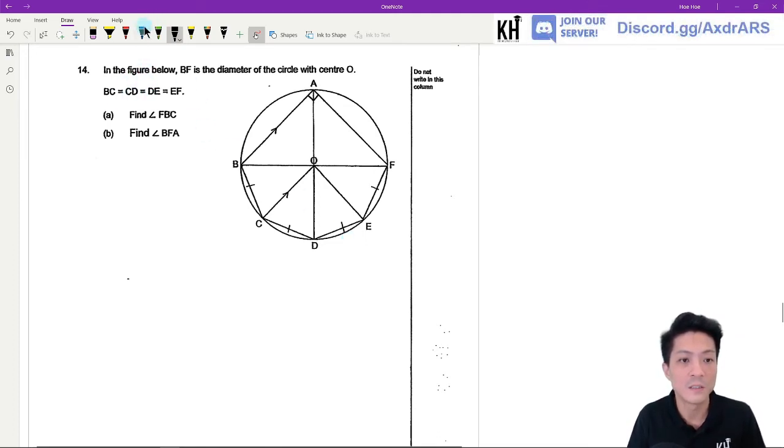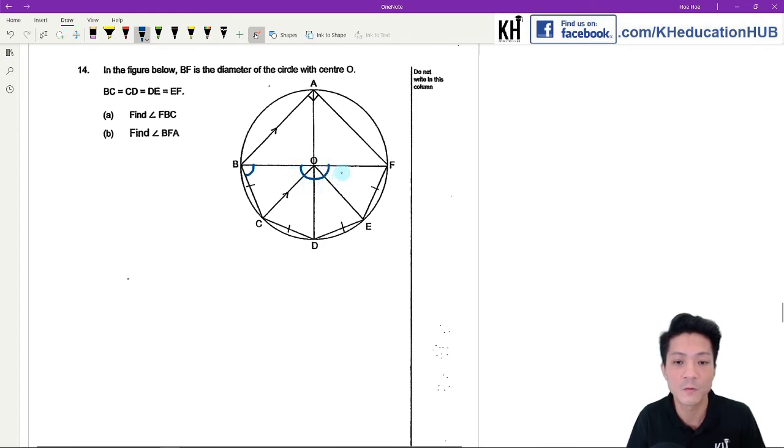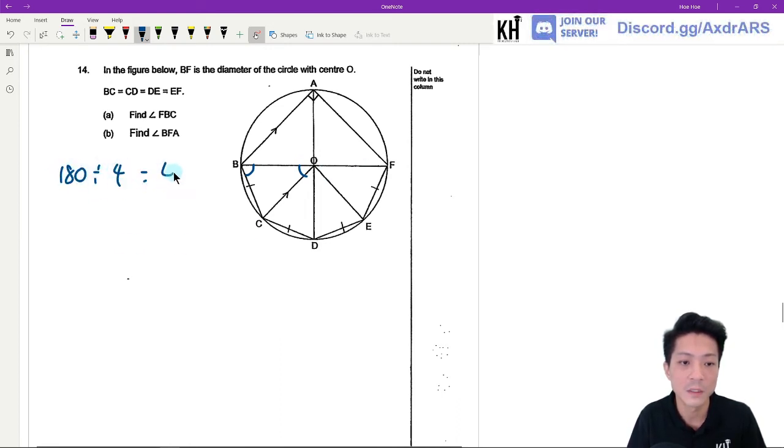Question 14. In the figure below, BF is the diameter of the circle with center O. BC is equal to CD is equal to DE is equal to EF. Find angle FBC. FBC is this angle over here. Let us try to find this angle first. Okay, so we know that this is 180 degrees and it is cut into 4 equal parts. So to find this angle, I need to use 180 divided by 4. That will give me 45.